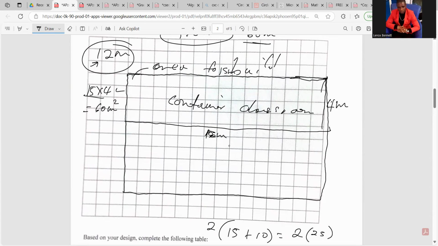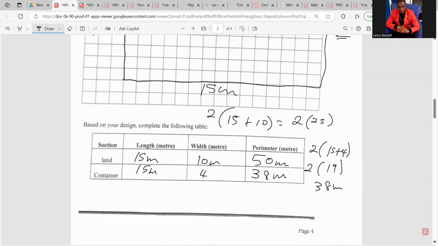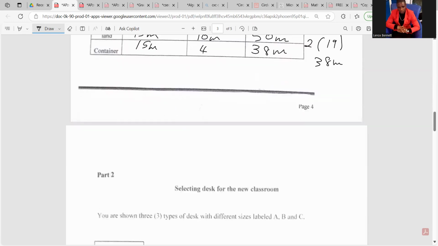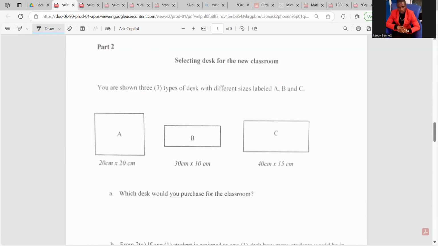And of course, this is the 4. Same thing for this. This is 10 meters. Here is 15. Here is 10. Remember, guys, opposite sides are equal. So all my grade 4 and grade 5, remember this. Grade 6 as well. Everybody.